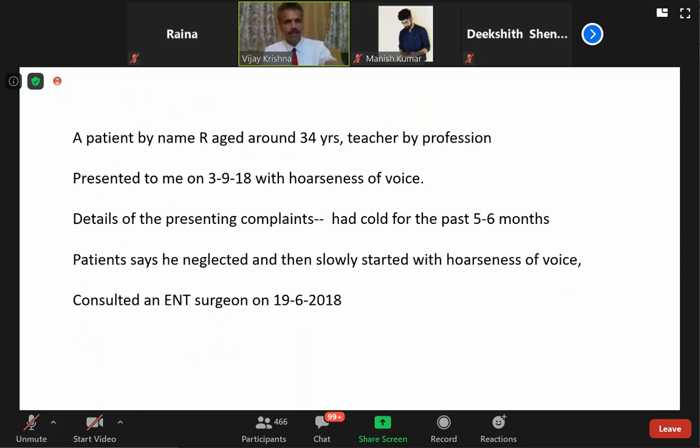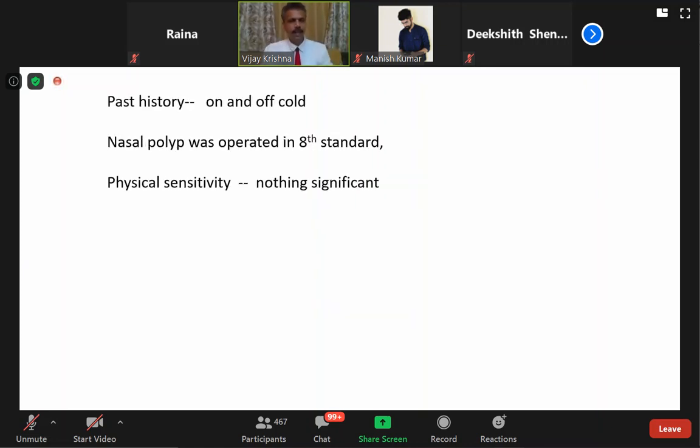I told him, boss, we will postpone surgery. Max, if you don't improve, go ahead for surgery. But if you improve, if I get the case right, what is the need for surgery? So on that mutual contract, on that mutual understanding, we took up this case. So he consulted an ENT surgeon. In the past, he had nasal polyp in his 8th standard. He was operated for that.